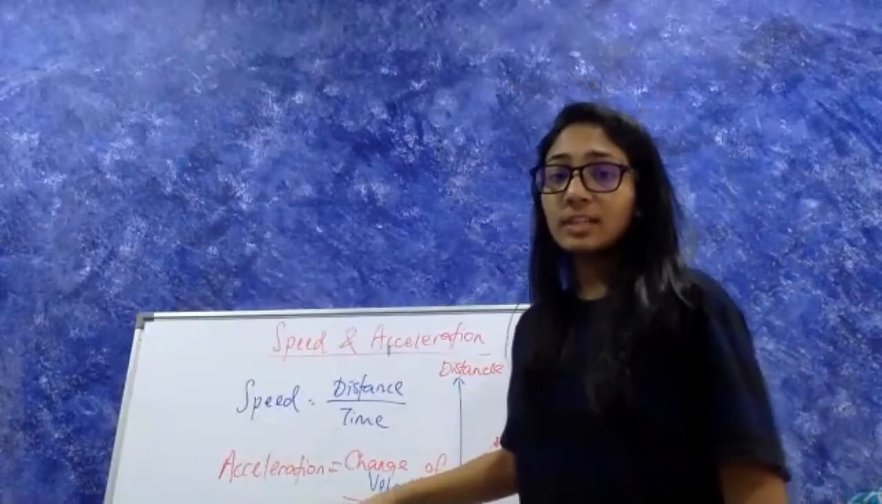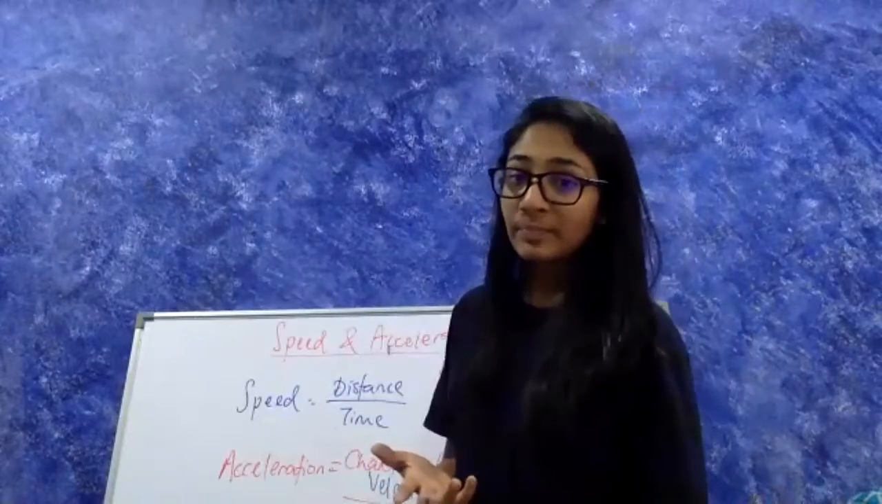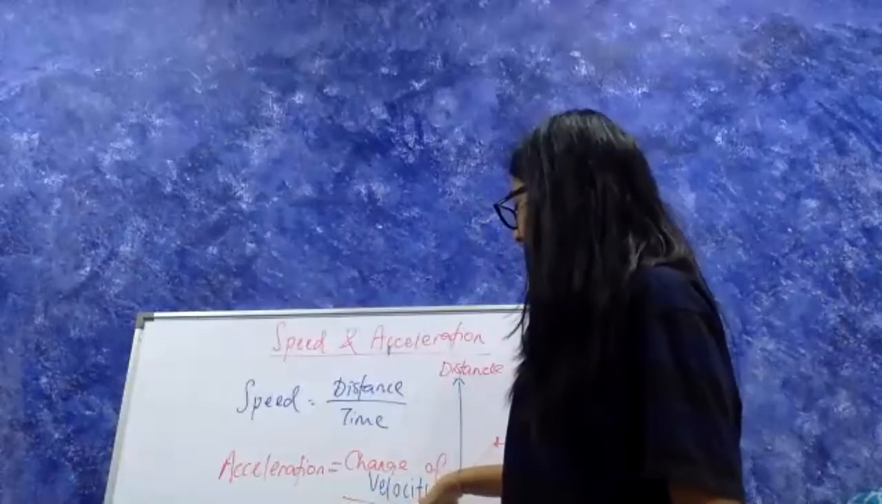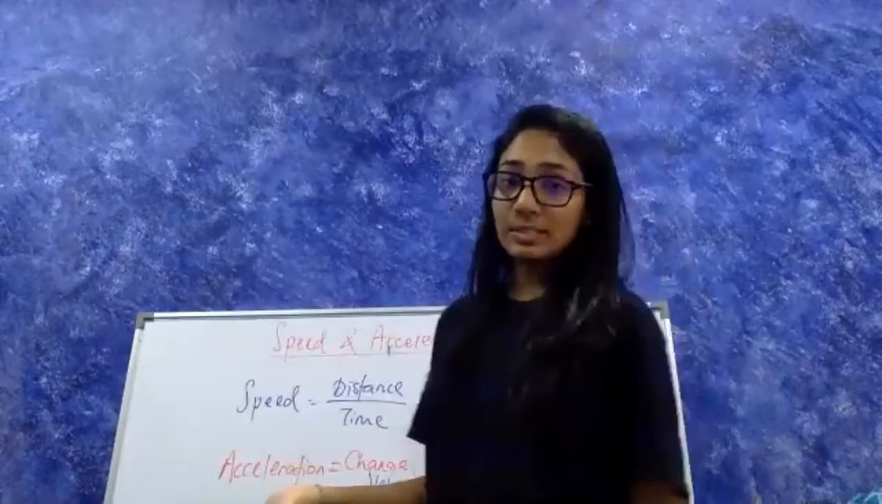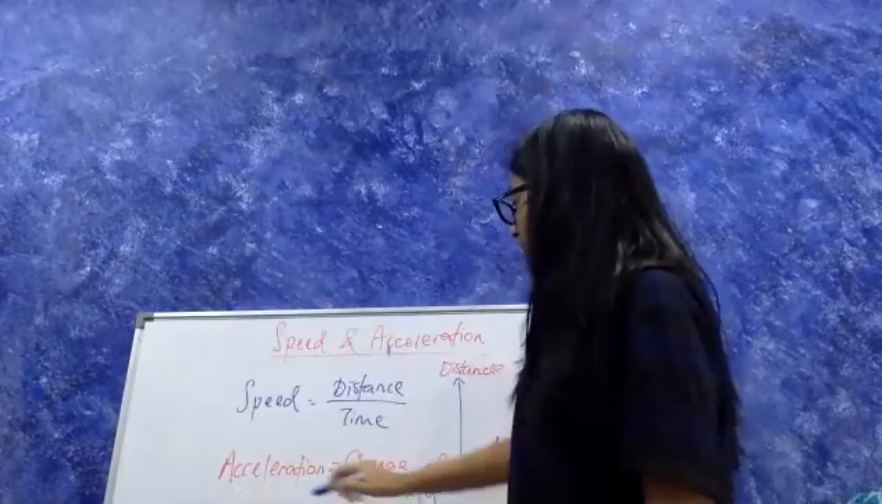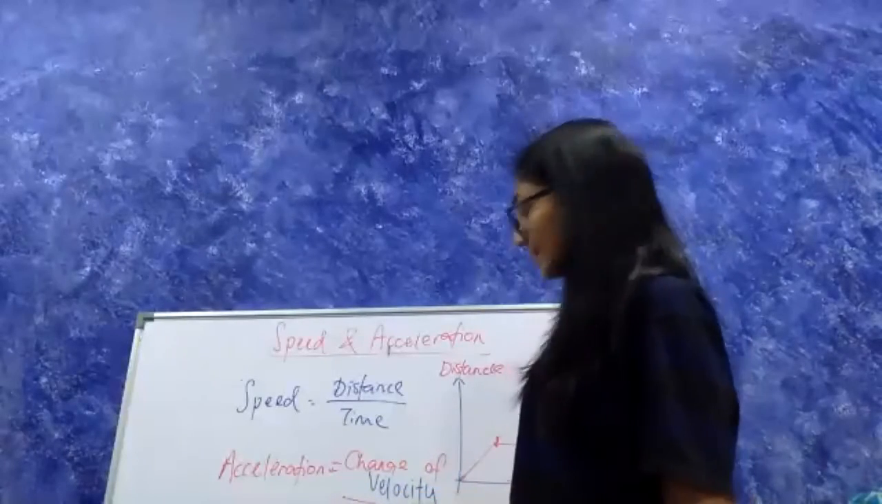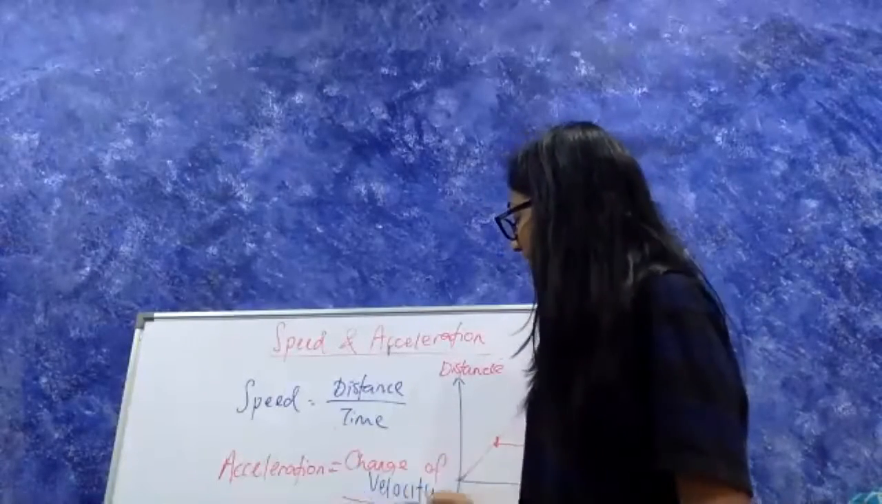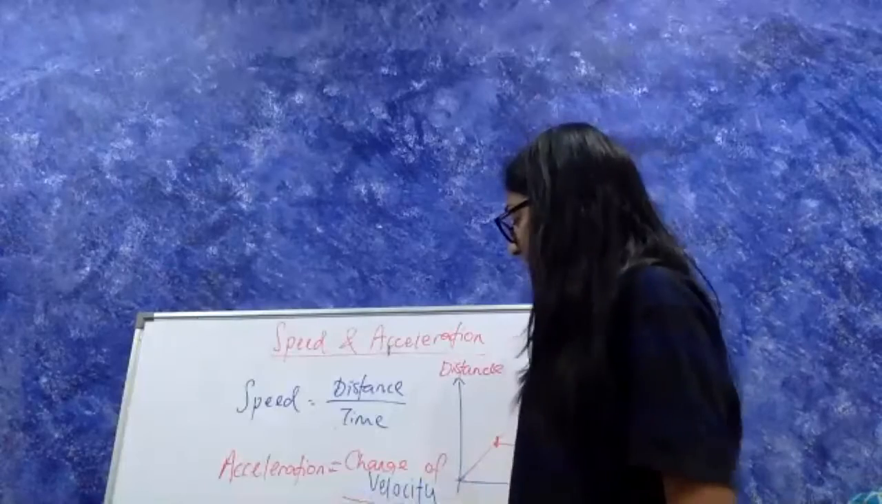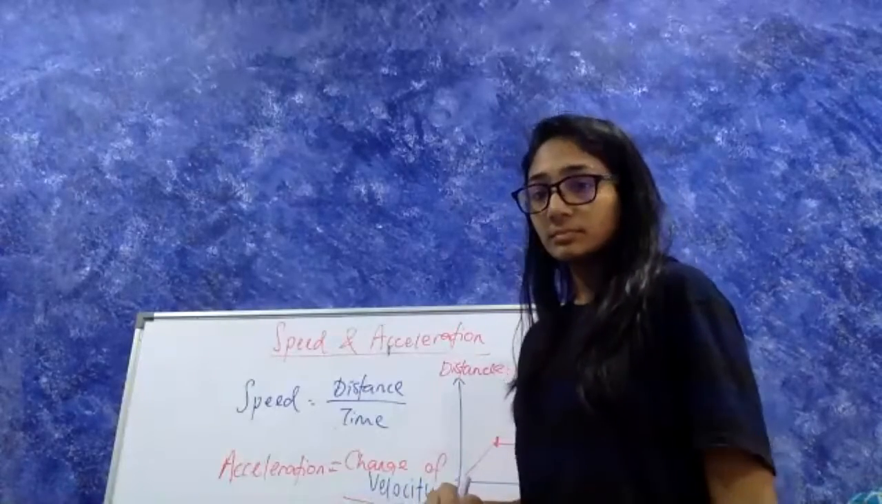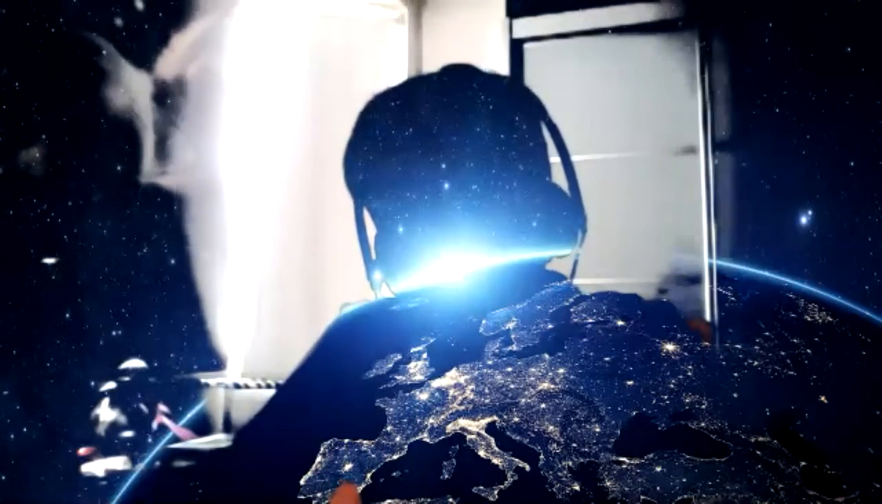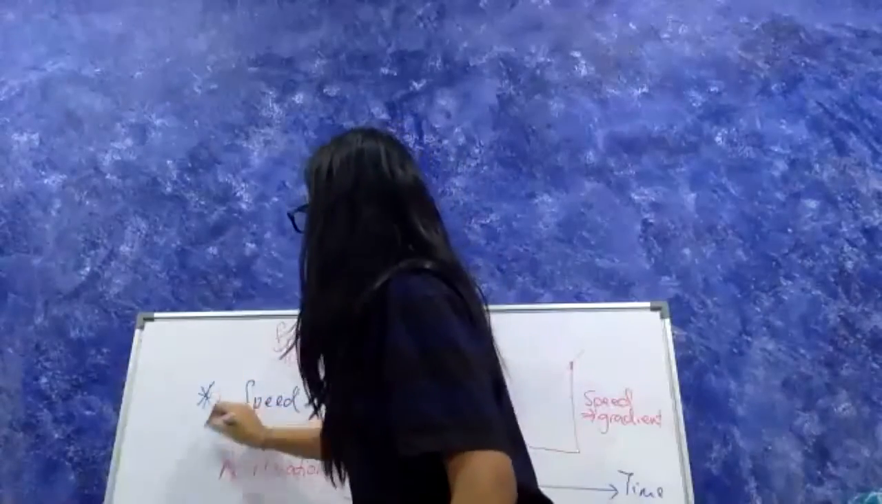So my acceleration can be negative as well. My acceleration will have a negative and a positive as well. So when we're looking at acceleration, we're looking at change in velocity divided by time. So my rate of change of my velocity. Does that make sense? Yes. Okay, can you just quickly copy this down? This one and this one.